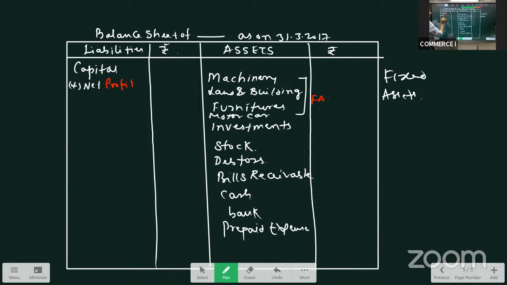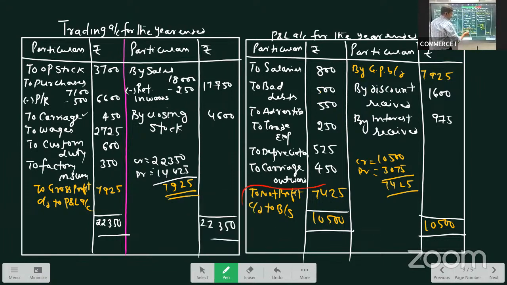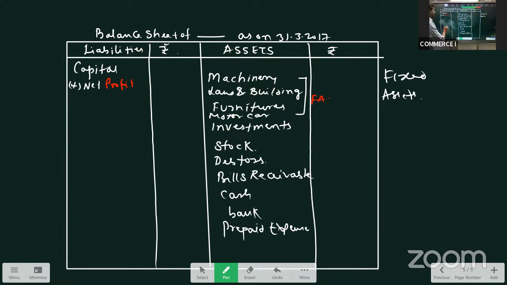Remember, we just now prepared the P&L account, no? If you see, we had prepared the P&L account and here we got this net profit. What did I write here? Net profit carried down to balance sheet. This net profit we will add to the capital account when we are preparing the balance sheet. And then we deduct drawings. There are adjustments also, but that I'll tell you later.